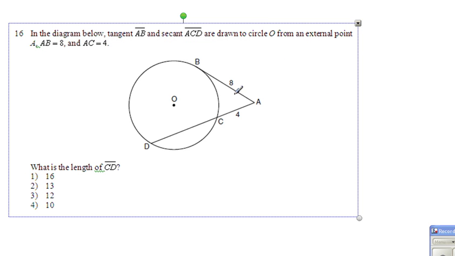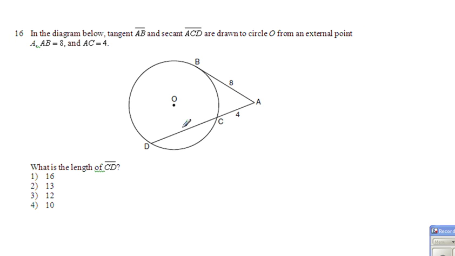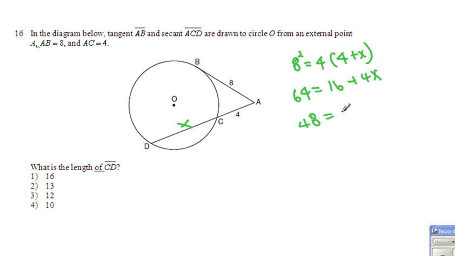Alright, here we have this is 8, this one is 4. Now they want us to find out the length CD, so why don't I call this one x. Now then we have expressions 8 squared is equal to 4 times 4 plus x. And here we have 64, which is equal to 16 plus 4x. When you subtract 16, we'll end up having 48 is equal to 4x, where x will become now 12.